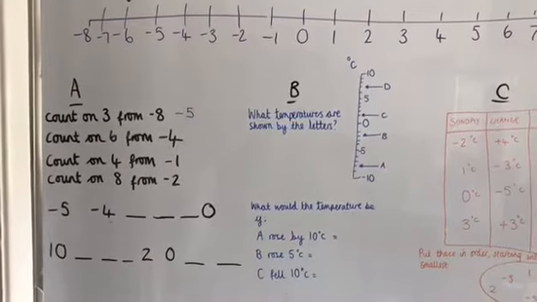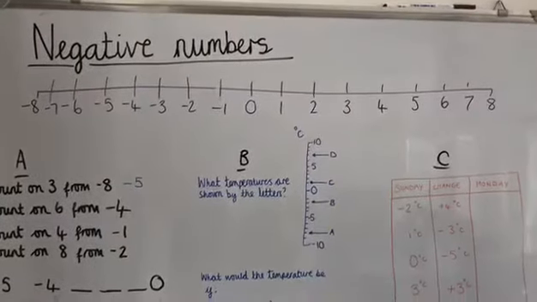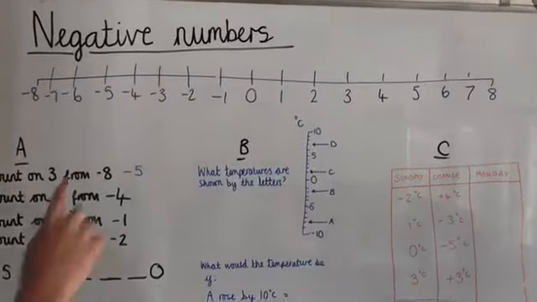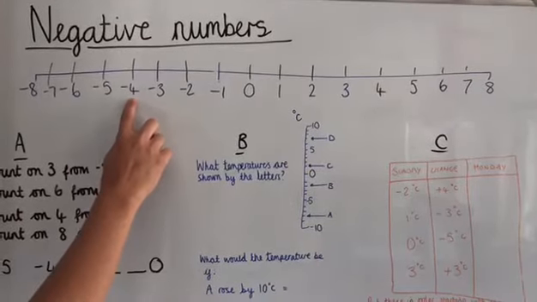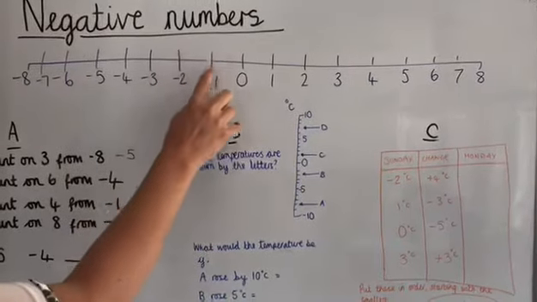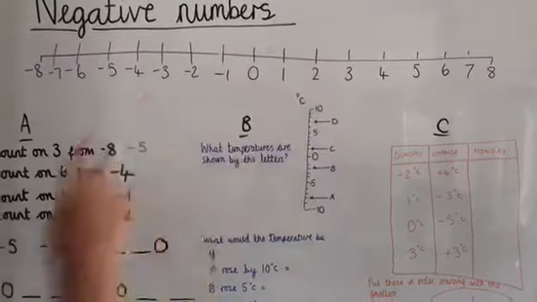Count on 6 from -4. Why don't you pause the video and have a go at home? Okay, hopefully you've had a go. So we're starting at -4 and we're counting on 6. 1, 2, 3, 4, 5, 6.